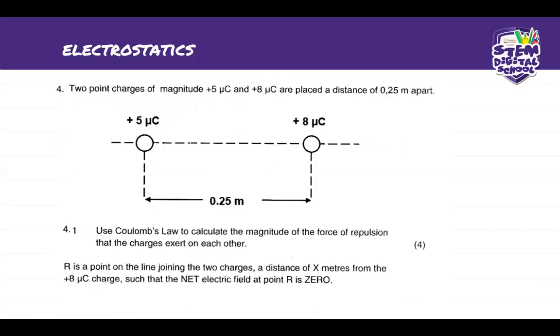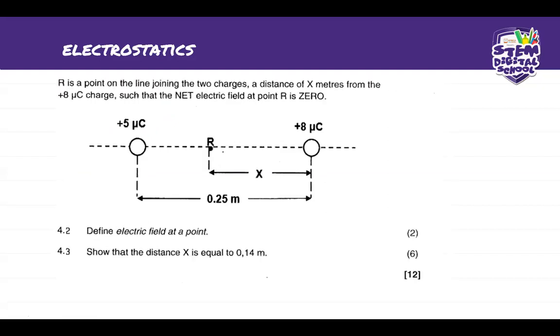So they say here, R is a point on the line joining two charges, a distance of x. So now we've got an R, right? It's a point here. So this is the line between the two charges. So R is placed here, right? And it has a distance of x meters from the 8 microcoulomb charge, such that the net electric field at point R is 0.